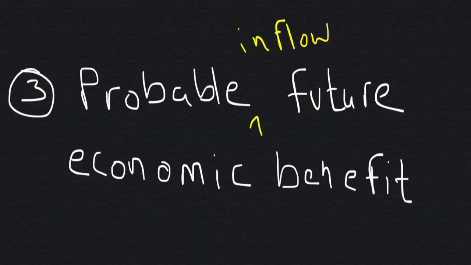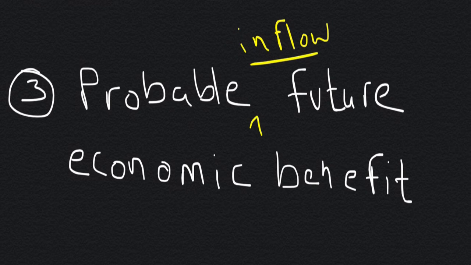Now the third and last recognition criteria is probable inflow of future economic benefit. Inflow is very important, sorry I missed that. This means that an asset a business owns is helping the business to obtain revenues, profits, etc. Now it is very important to understand it does not necessarily mean that an asset is helping directly to obtain revenues or profits, etc. Don't get confused with that.